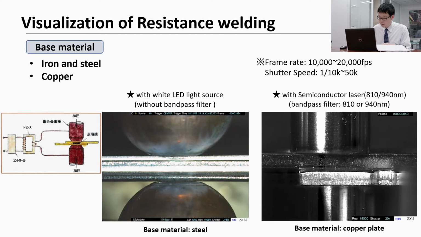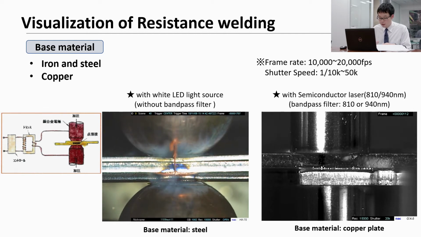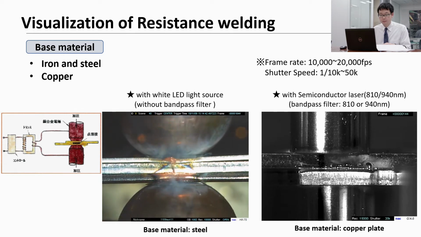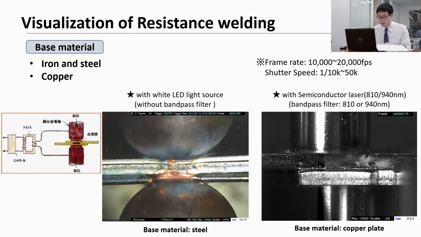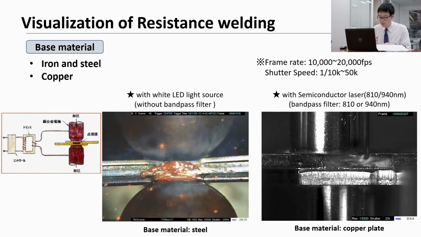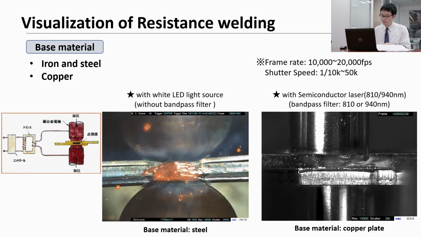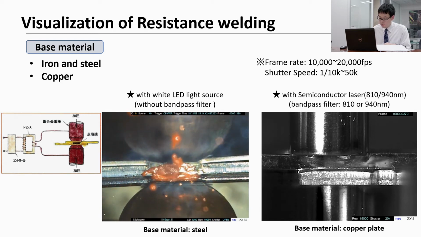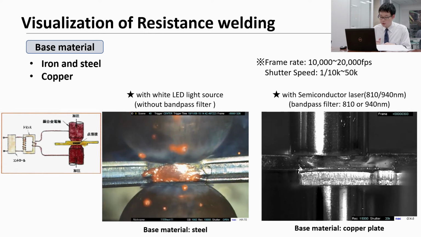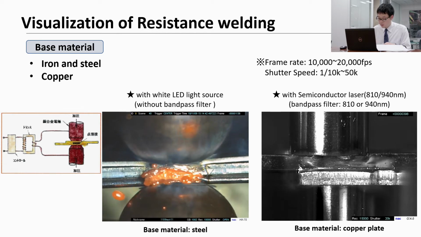About resistance welding, iron and steel and copper are usually used as base material. Required frame rate is from 10,000 to 20,000 frames per sec. And required exposure time is from 100 microsec to 20 microsec. The method of resistance welding is usually used for welding of car bodies.